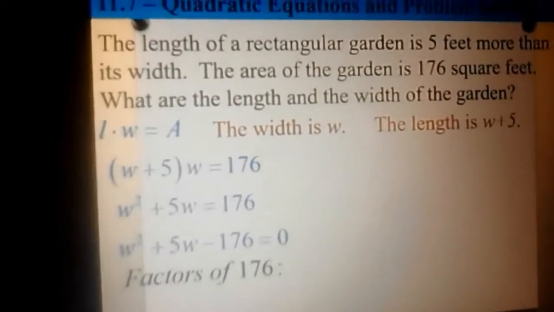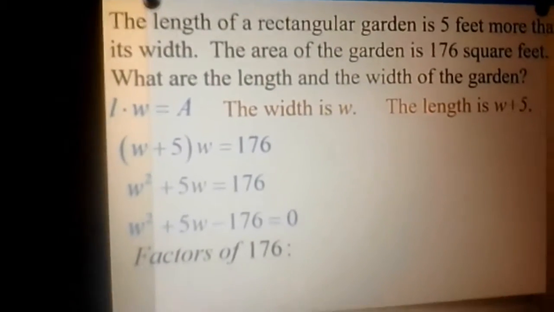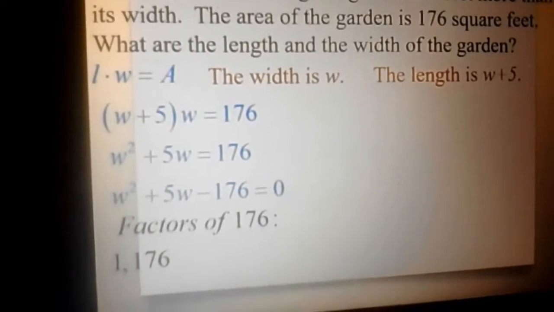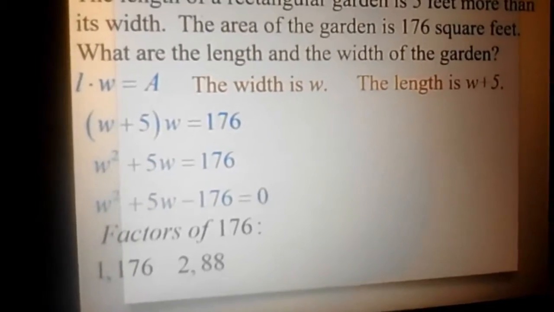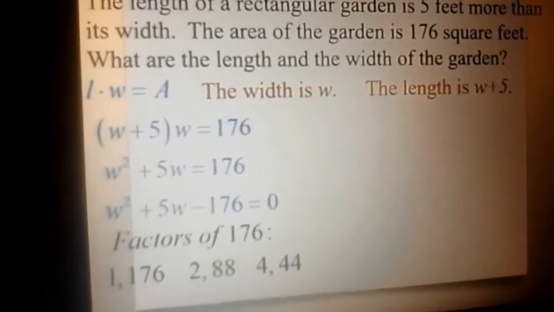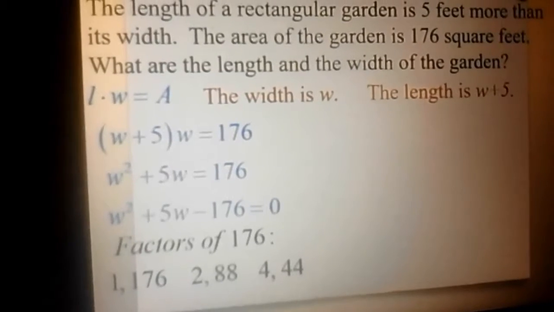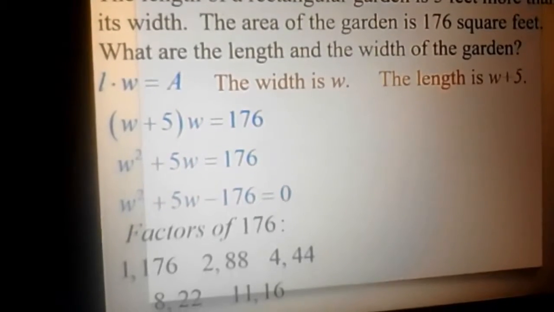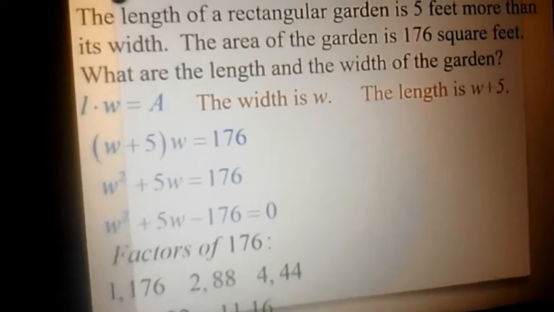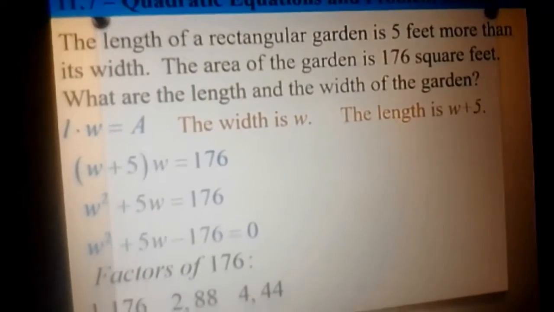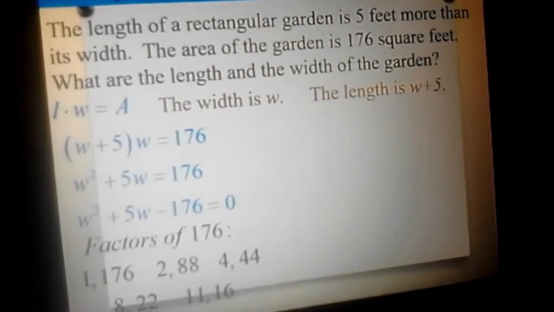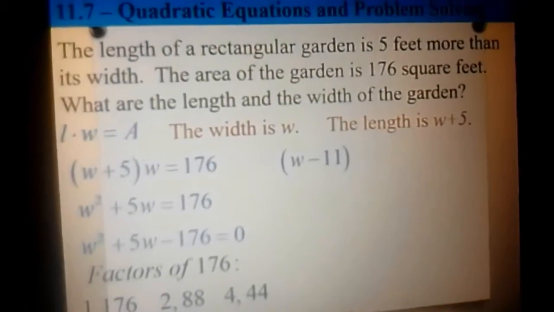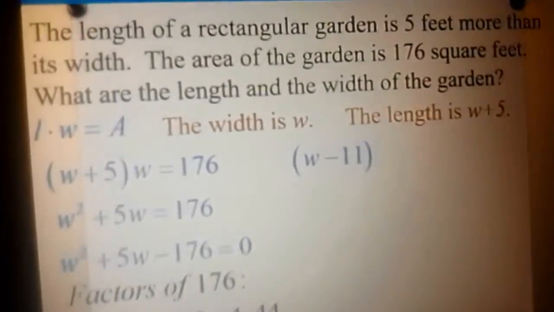So, considering again the factors of 176, we would find the factors that will give us positive 5. So, we have 1 and 176, 2 and 88. Can we get a positive 5? 4 and 44, 8 and 22. Another pair of factors is 11 and 16. So, based on the factors of 176, we can have positive 5 when we have 11 and 16, because 16 minus 11 gives us positive 5. So, we choose the factors 16 and 11.